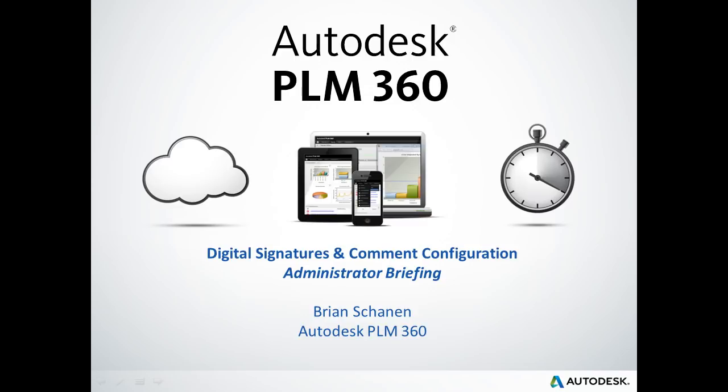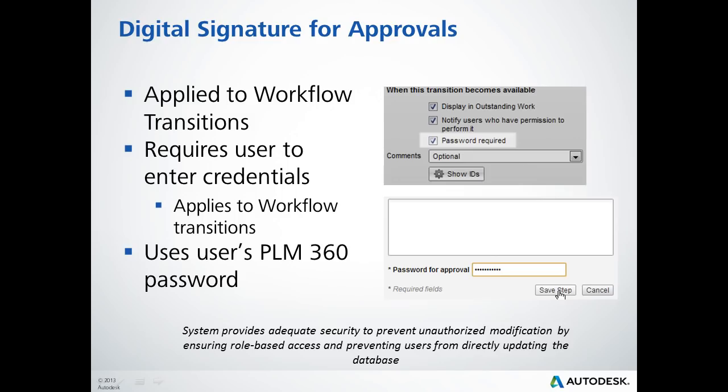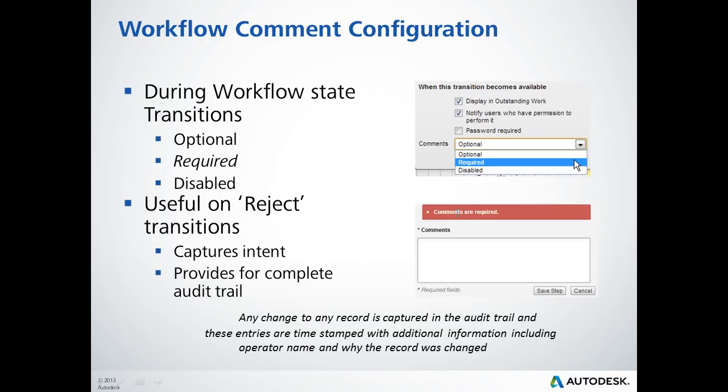Autodesk PLM 360 provides functionality within its workflow engine for customers that need to meet certain criteria. One option is for digital signature on approvals in workflow transitions. The digital signature option is applied to workflow transitions and will require a user to re-enter their credentials using their PLM 360 password. In addition to digital signatures, administrators can configure mandatory comment entry to capture intent, providing a complete audit trail on the record.